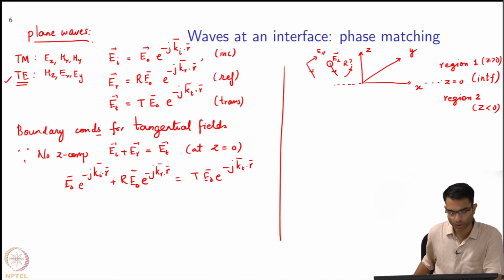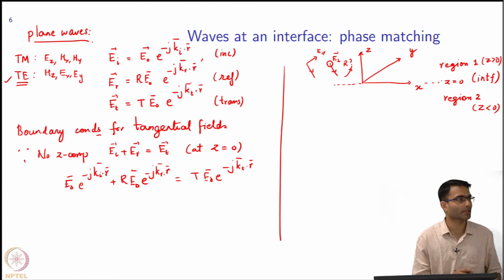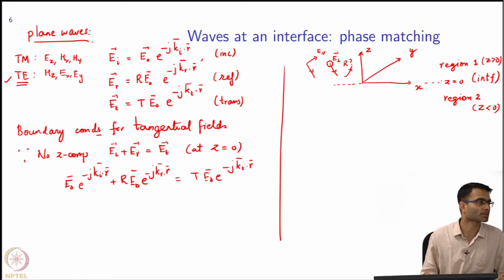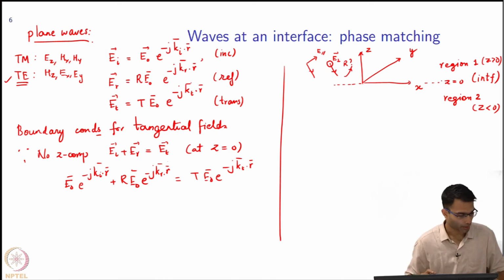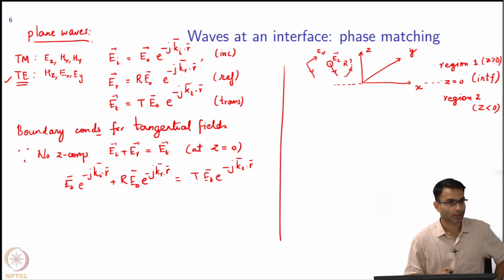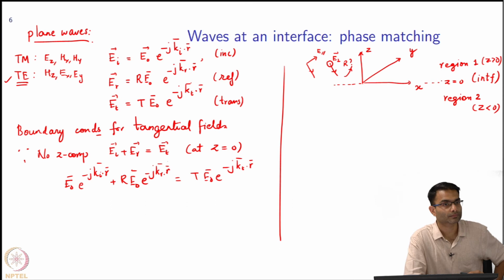So, I can cancel out the E naught from both sides. What other further simplifications can I say from here? This is a bit of a revision of what you would have done in your undergraduate electromagnetics course. What can I say from here? The propagation constant? But can I say that by looking at this equation?